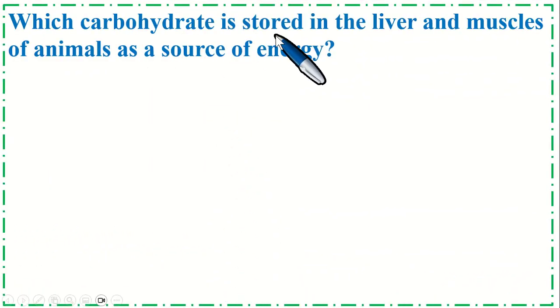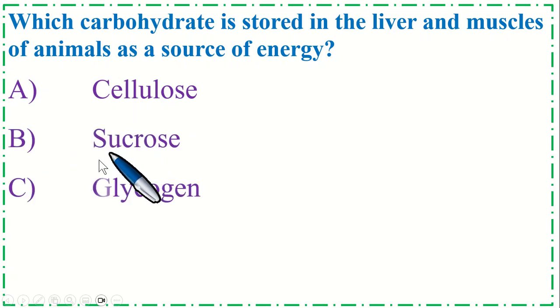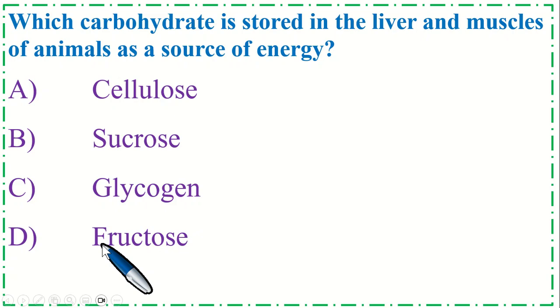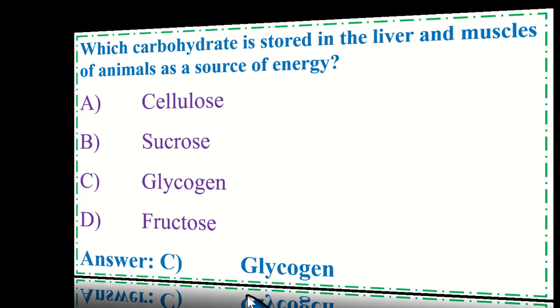Which carbohydrate is stored in the liver and muscles of animals as a source of energy? Option A, cellulose. B, sucrose. Option C, glycogen. And option D, fructose. So the correct option is C, glycogen.